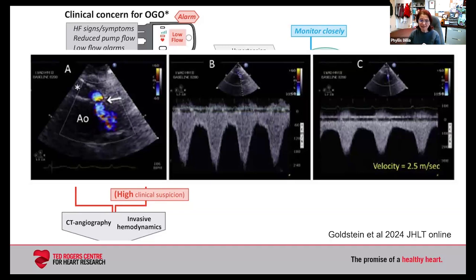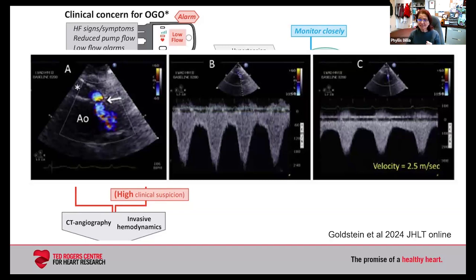The manufacturer recommendations are that peak velocities are below 1.5 meters per second for the HeartMate 3. And in patients who are hemodynamically stable, you can think about doing a ramp study with simultaneously doing a right heart cath. It can both be very informative.